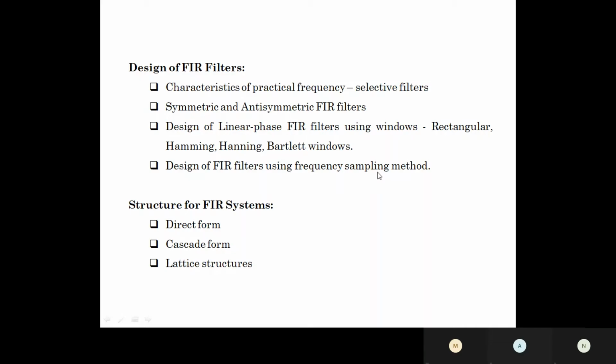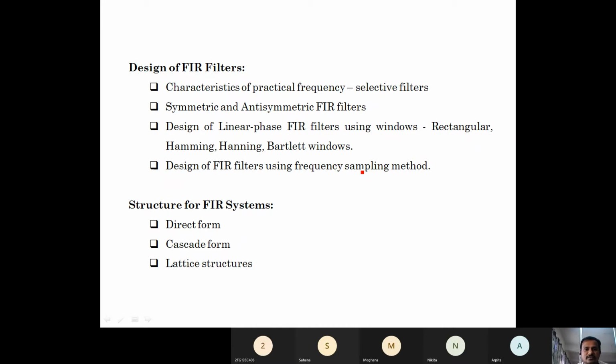So in the previous class, we had a discussion about the design of FIR filters. Here the concept is involved with the characteristics of practical frequency selective filters. Then we had a discussion about symmetric and anti-symmetric FIR filters. And today we are going to discuss how to design linear phase FIR filters using different windows concepts. After that, we can go for how to design using frequency sampling methods.